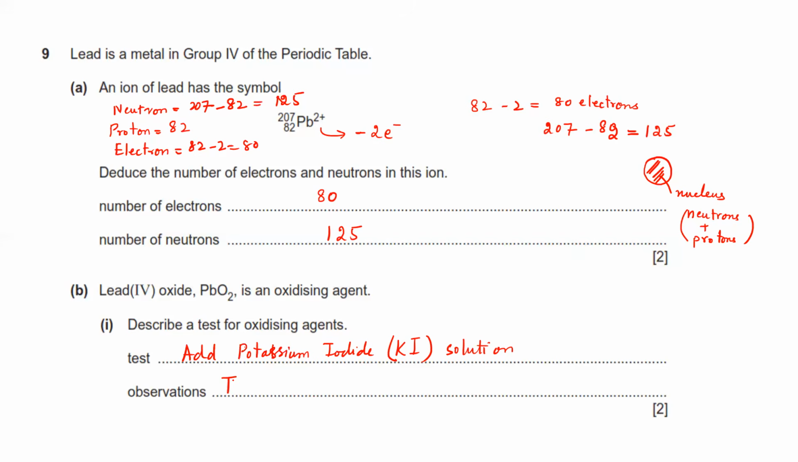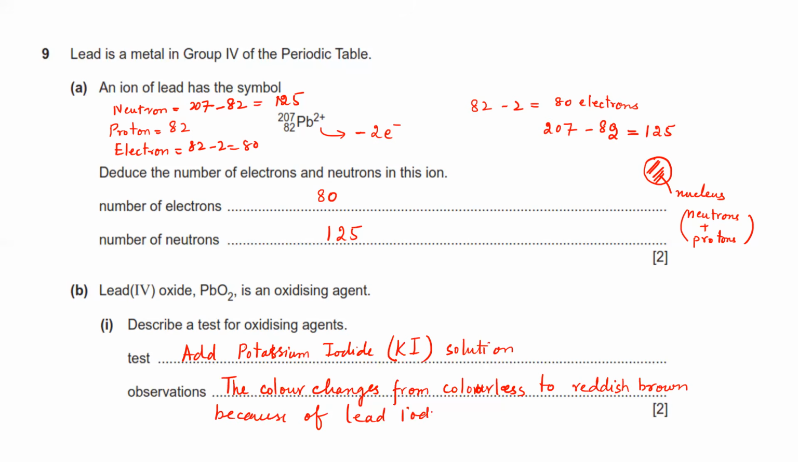Then observation, the color changes from colorless to reddish brown, because of lead iodide precipitate. Okay, so this is how this will go.